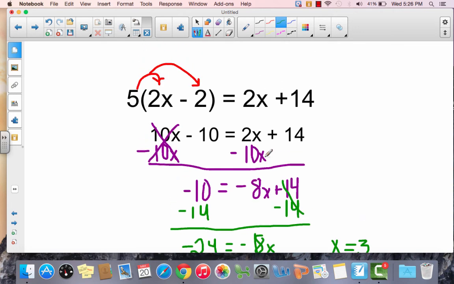Again, to check my work, I would replace x with a 3. So we would say 2 times 3 here. And then I'd also replace this x with a 3. And I would solve both sides. So over here, 2 times 3 is 6, plus 14 is 20. Over here, if I follow PEMDAS, I start inside the parentheses. 2 times 3 is 6. 6 minus 2 is 4. 4 times 5 is 20. And as long as I get the same answer for both sides, I know that my work is correct.